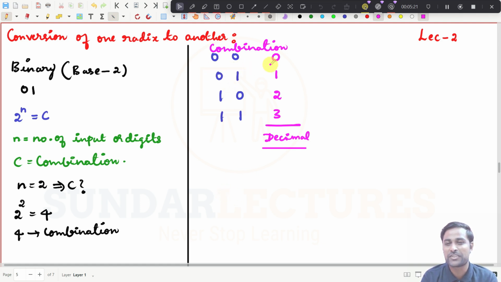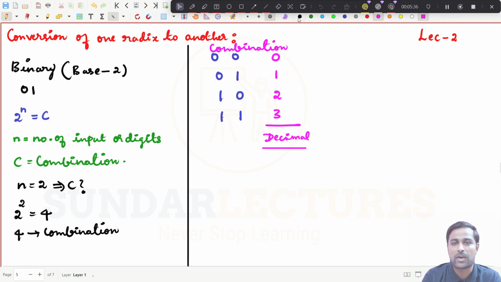If I put 0 0, then it represents 0. If I put 0 1, then it represents 1. If I put 1 0, then it represents 2. If I put 1 1, it represents 3, in decimal. Try to understand, and I will tell you one by one.